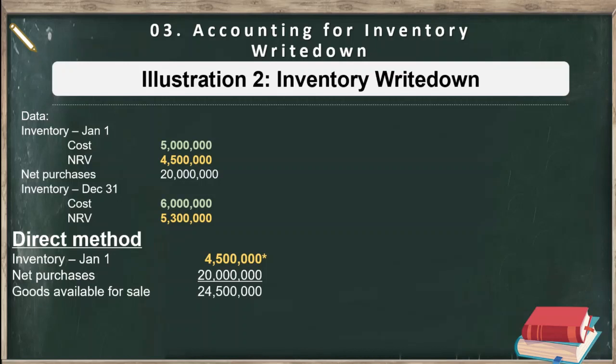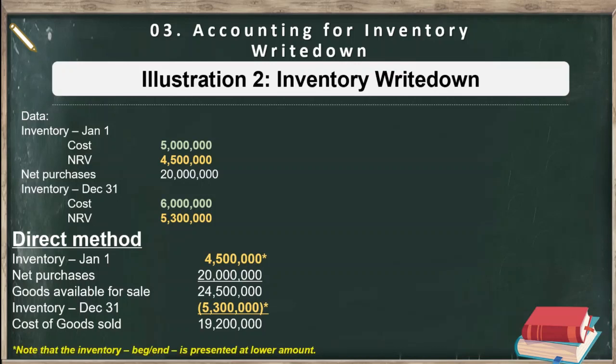Then we have the total goods available for sale, and for the inventory end, again, we're going to use the lower amount. As a result, the cost of goods sold is 19,200,000. So note that the inventory beginning or end is presented at the lower amount if we're using the direct method.